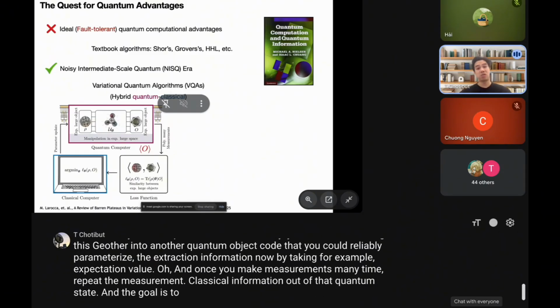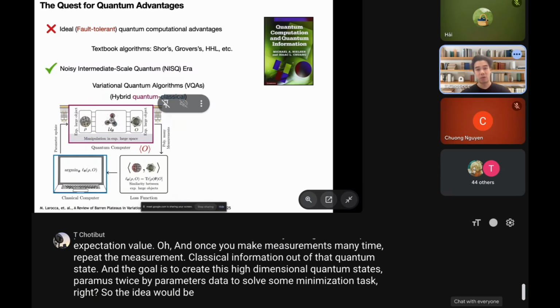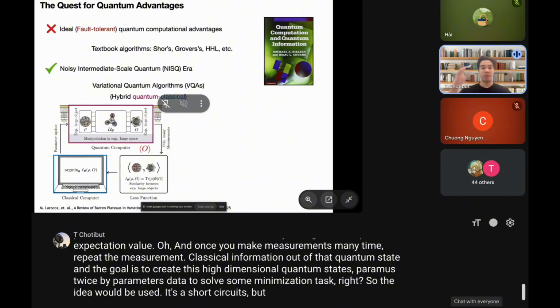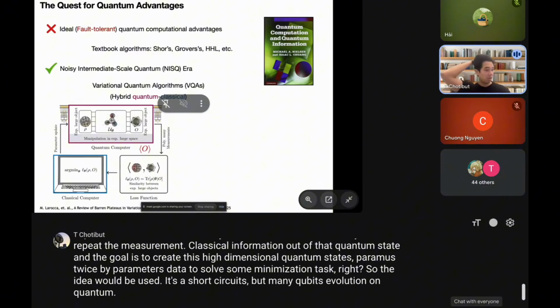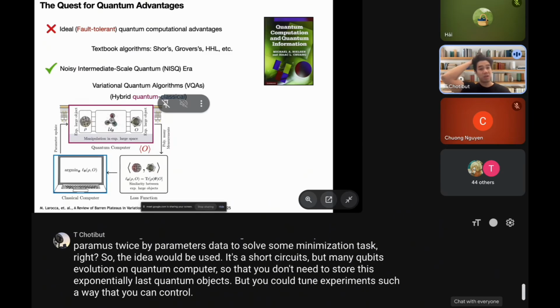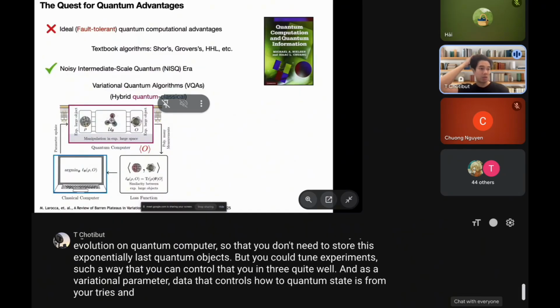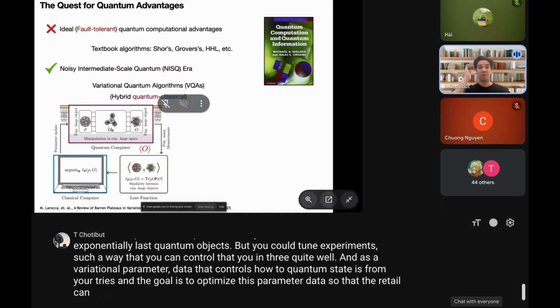And the goal is to create high-dimensional quantum states parameterized by parameters theta to solve some minimization task, right? So the idea would be to use short-depth circuits, but many-qubit evolution on quantum computers, so that you don't need to store this exponentially large quantum object, but you could tune experiments in such a way that you can control the unitary quite well. And there's a variational parameter theta that controls how the quantum state is parameterized. And the goal is to optimize this parameter theta so that the readout can solve some optimization problems.